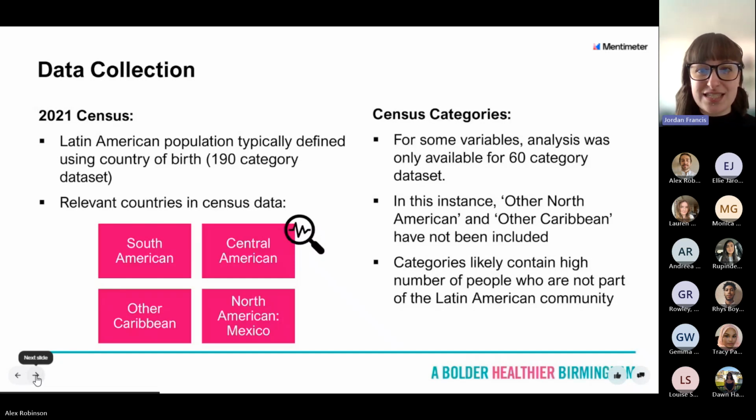Central America is defined as anyone with a country of birth in Cuba, the Dominican Republic, and again, other Central America. That other Caribbean was a category in the 190 data set, but not in the 60, and it didn't give any more information than that. And North America was pretty much just Mexico. So this was the most appropriate way that we could capture the Latin American population, but there are going to be some limitations to using data in this way, which we have quickly outlined on the next slide.